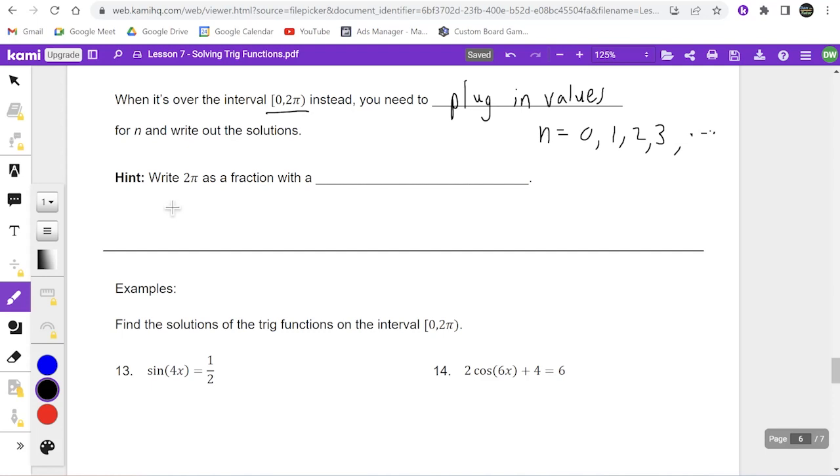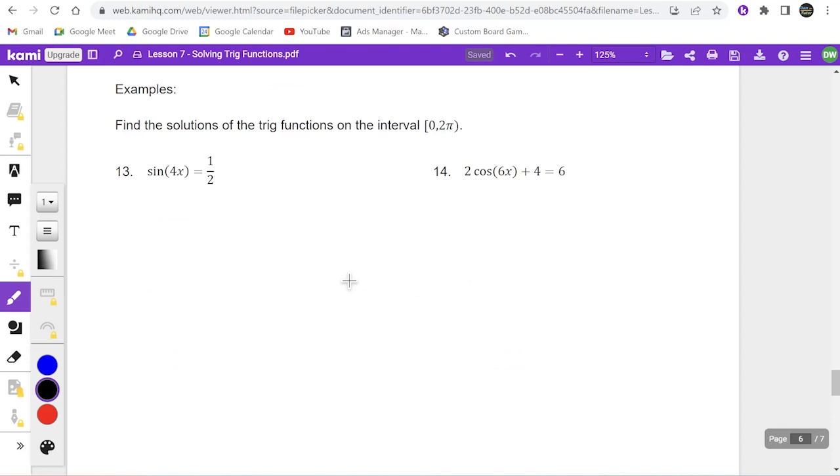And then, as a hint, I want you to write 2 pi as a fraction with a common denominator. And I did that a little bit today already. I don't know if you noticed. But that's what we're going to be doing to basically add these fractions together. So, I'm going to do number 13. There's only 4 of these today. These hardest ones. And then we'll be done. So, we'll finish right on time, I think.